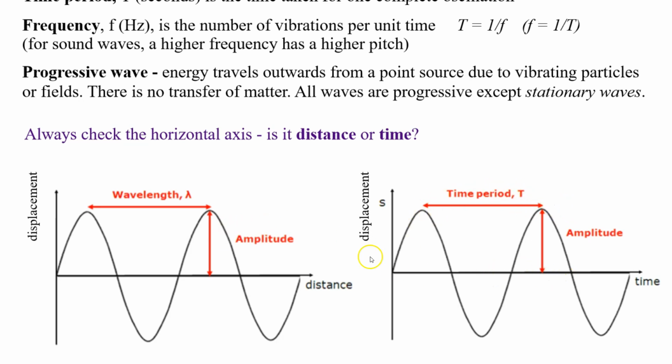However, in both cases, if we have displacement on the y-axis, then this arrow shown here vertically, that's the displacement from the equilibrium position to the peak. That is the amplitude in both cases. So just be careful when you're representing waves or looking at a graph in an exam question. Always take note, what does the x-axis represent?